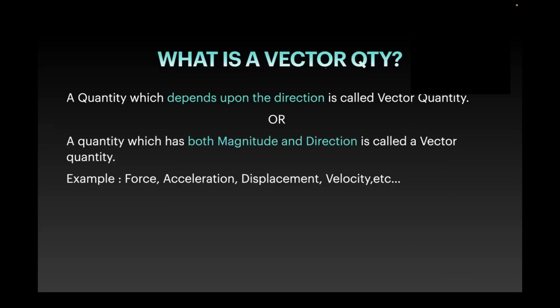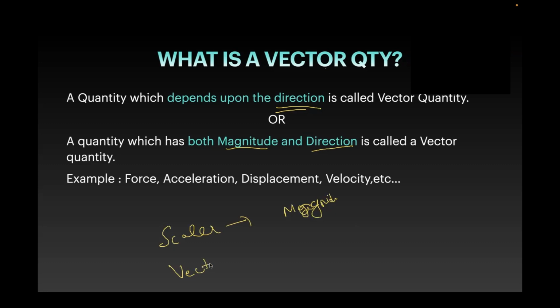That's it. What is a vector quantity? Let us see. A quantity which depends upon the direction is called a vector quantity, or what you can tell, which has both magnitude and direction is called a vector. What was scalar? Scalar had magnitude only. It has only magnitude.